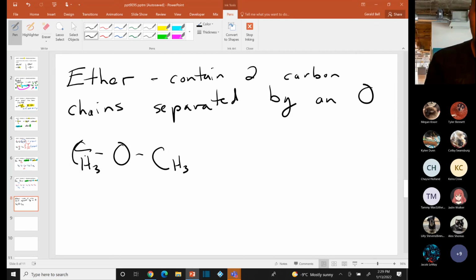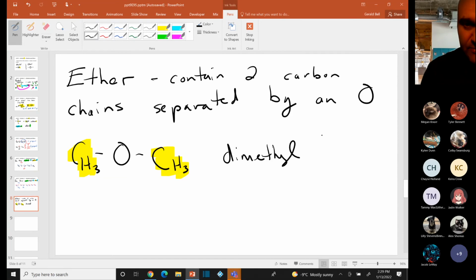In the first example here, we got a methyl group and a methyl group. So there's two methyl groups. If we were to name this one, we would name it dimethyl, and no numbers are needed, ether. Dimethyl ether.